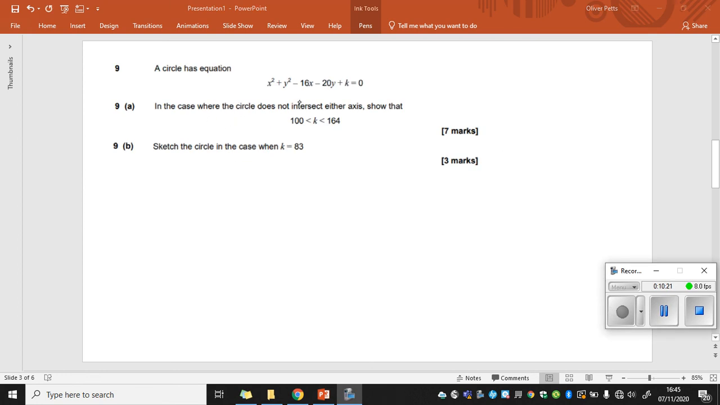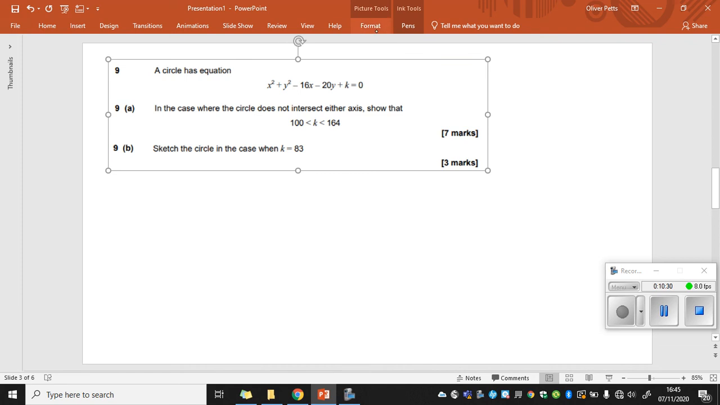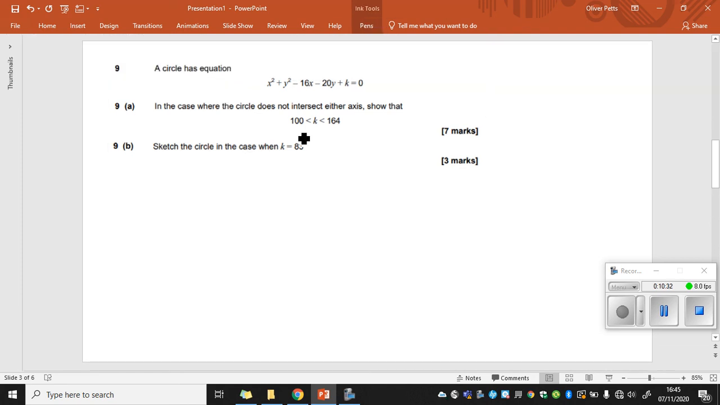Okay, new circle equation. In the case where the circle does not intersect either axis, show that k has to lie between 100 and 164, not inclusive. Okay, so what do we know about when graphs intersect axes?